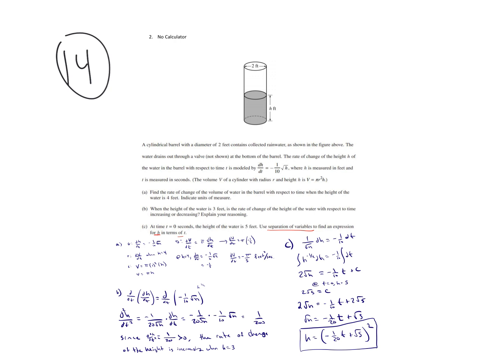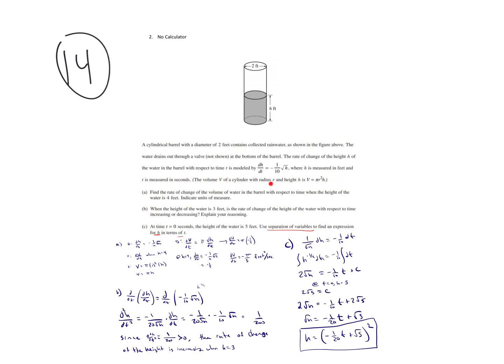On 14 here, we got a picture, a cylinder, that collects rainwater and drains out through a valve, not shown, at the bottom of the barrel. The rate of change of height, we get dh dt equals negative 1 over 10 root h. I wonder, are you thinking related rates right now? Thinking GFEDs? Because that's what I'm thinking. That's what this reminds me of.